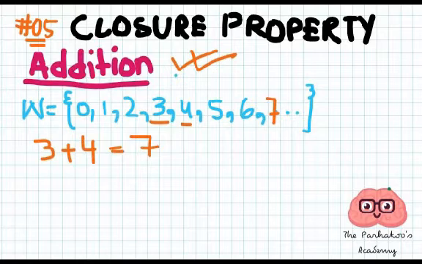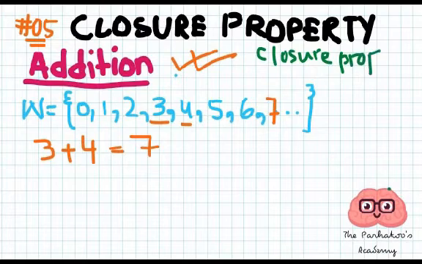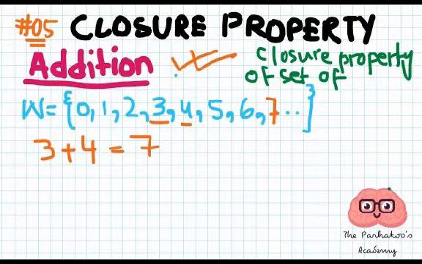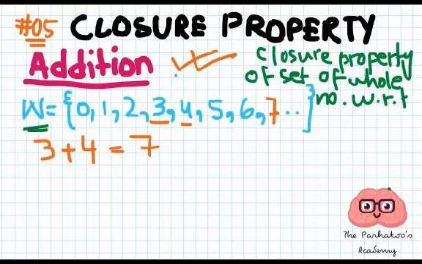So you can write it as the closure property of the set of whole numbers, because at this time we have whole numbers, with respect to addition.